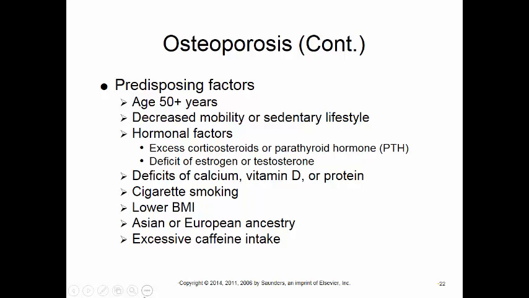Deficiencies of calcium, vitamin D, and protein. Cigarette smoking decreases bone density. Extremely low BMI, where you don't have much weight on you, so you're not stressing your bones enough to keep maintaining them. Those of Asian and European ancestry seem to have higher rates of osteoporosis, and also excessive caffeine intake.